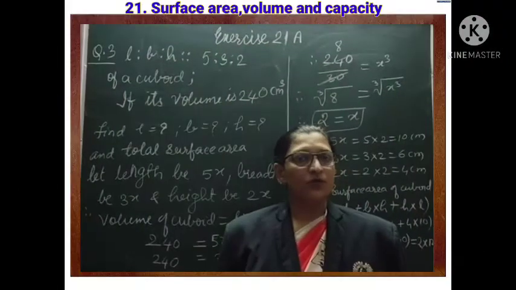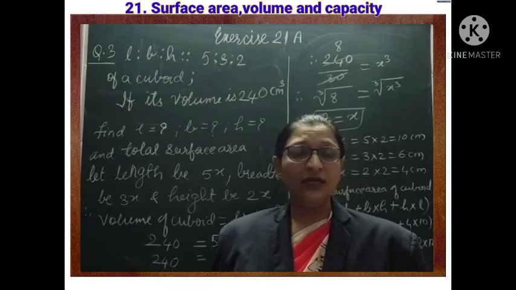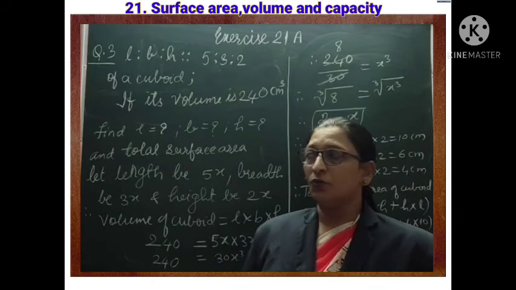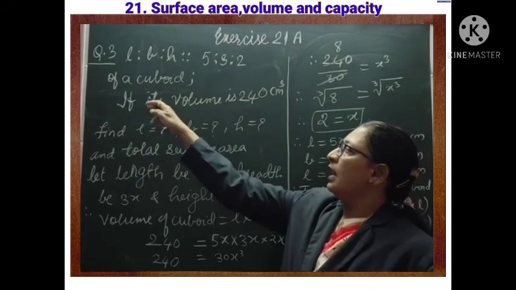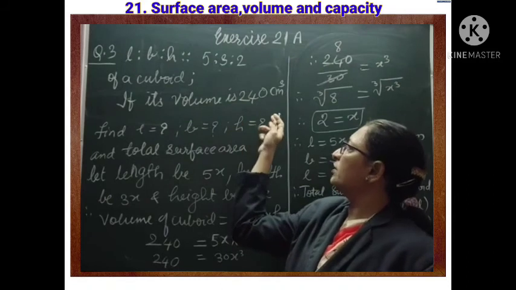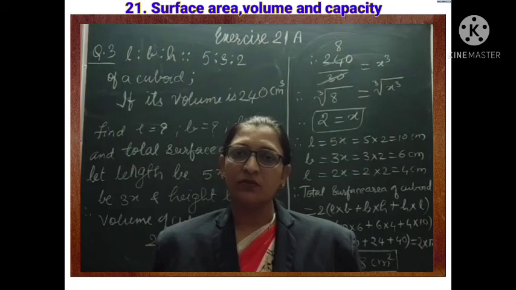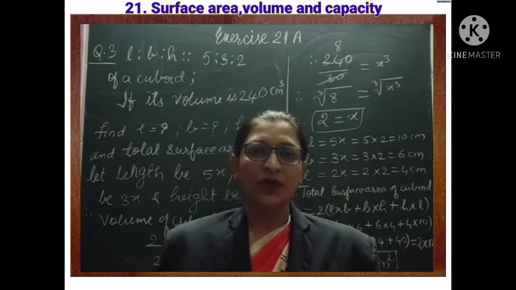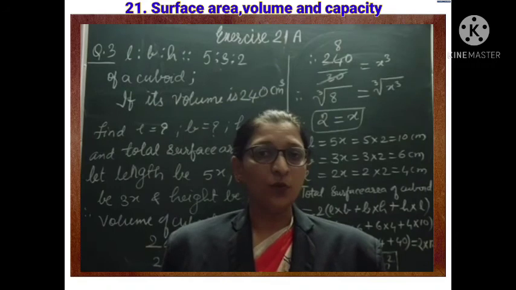Now let us solve question number 3. In this, the length, breadth and height of the cuboid are in the ratio 5:3:2 and its volume is given as 240 centimeter cube. We have to find out the length, breadth, height of the cuboid, also the total surface area of the cuboid.